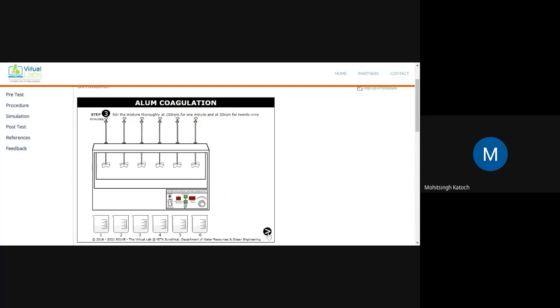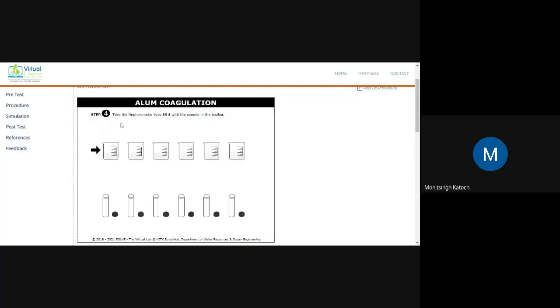We will now move on to step 4. Take the nephelometer tube and fill it with a sample from the beaker. These are the nephelometer tubes which will be kept into the nephelometer. So we'll place the sample from the beakers into these nephelometer tubes. We will click on the lid and the lid will be closed. Similarly, we will fill all the nephelometer tubes with the samples from the respective beakers. So 6 nephelometer tubes are ready.